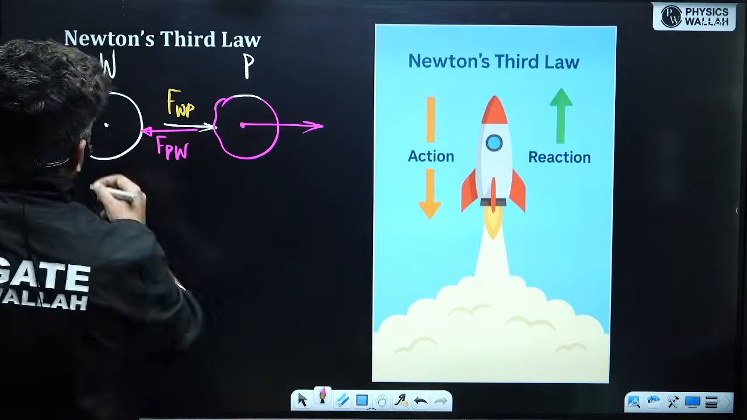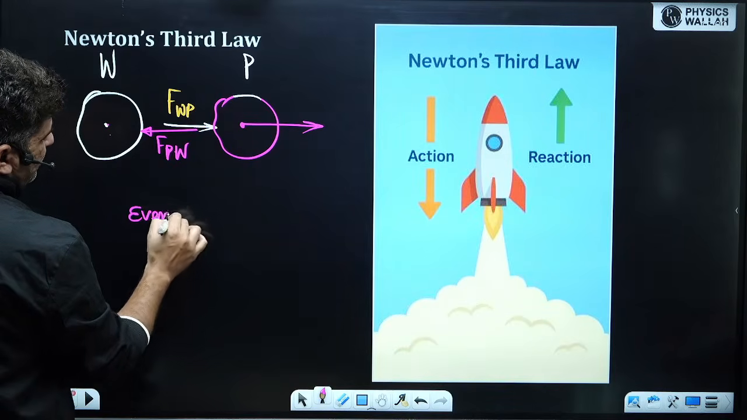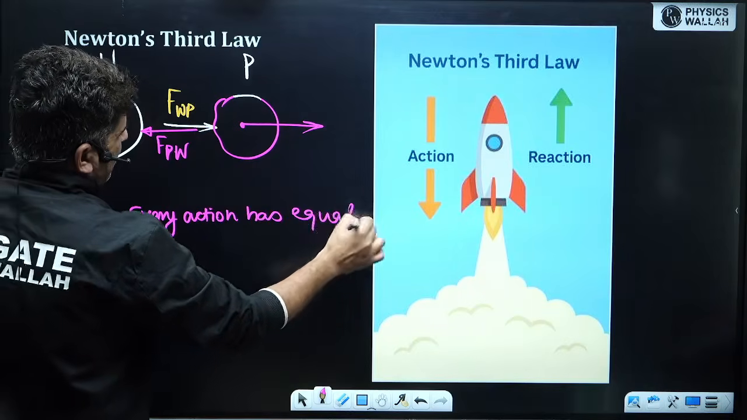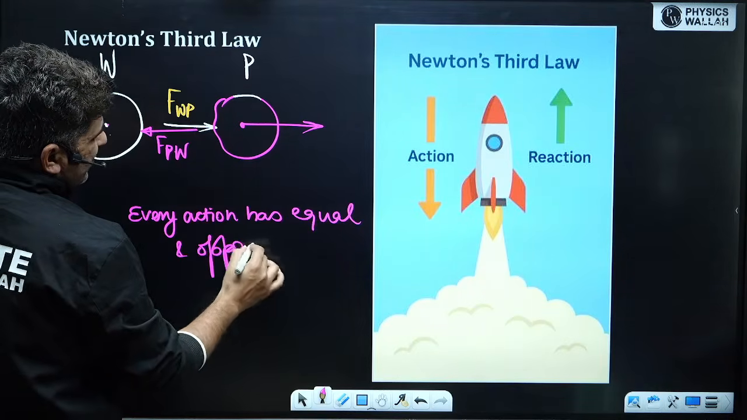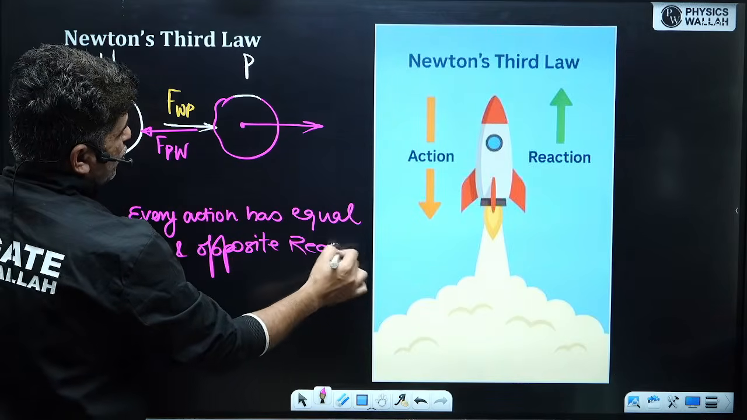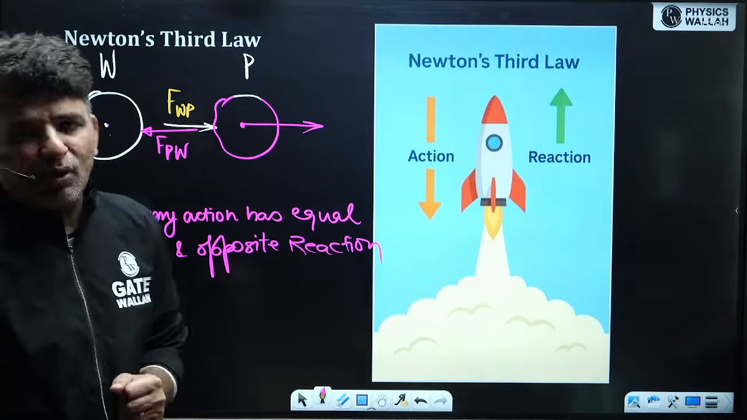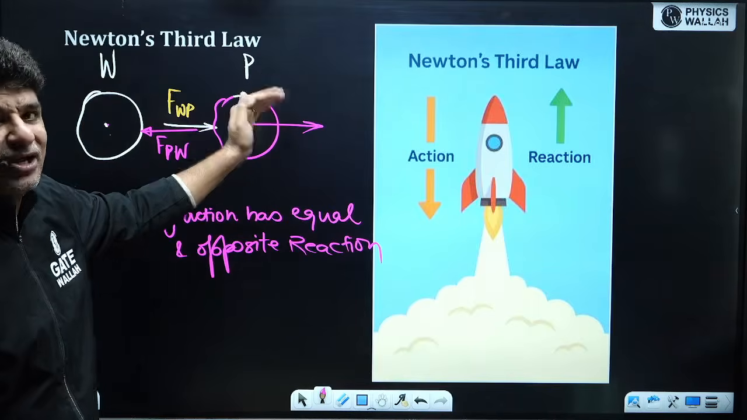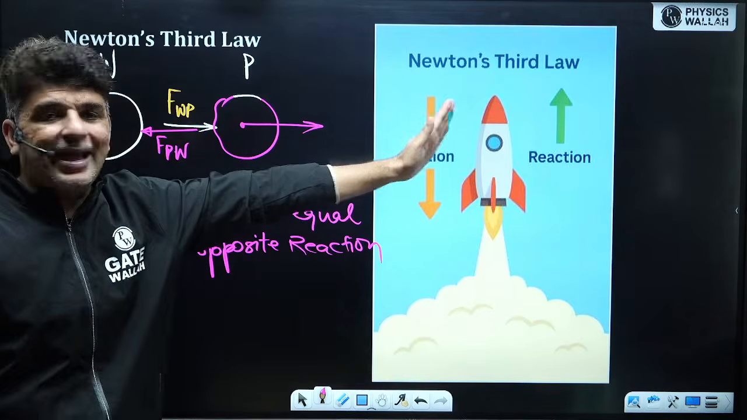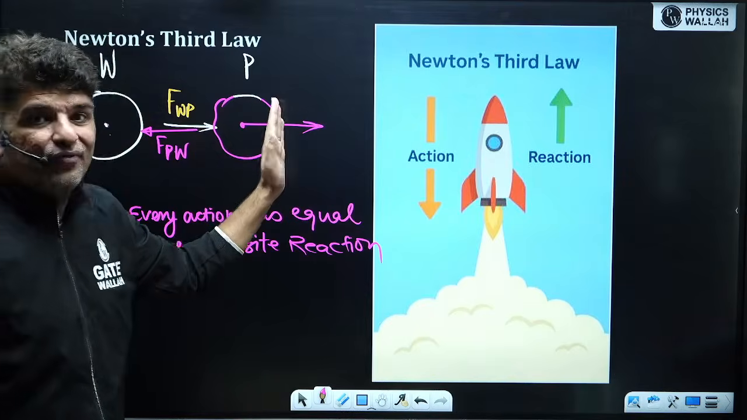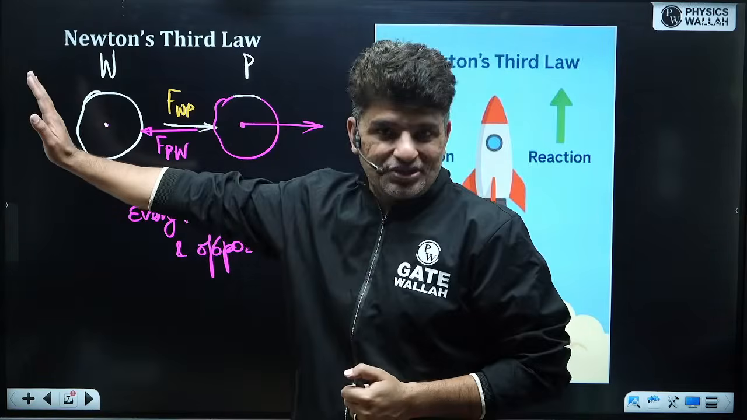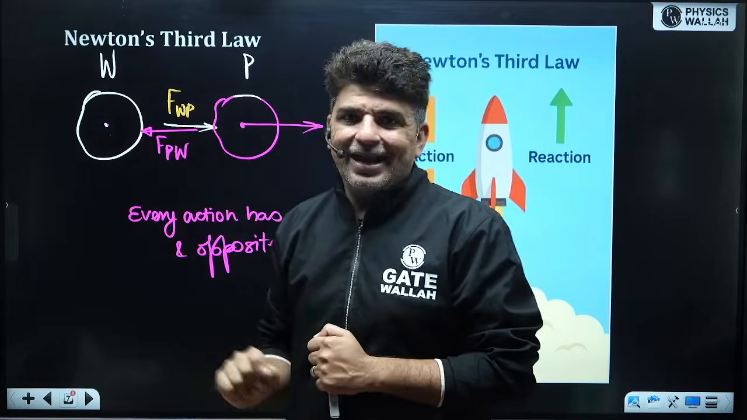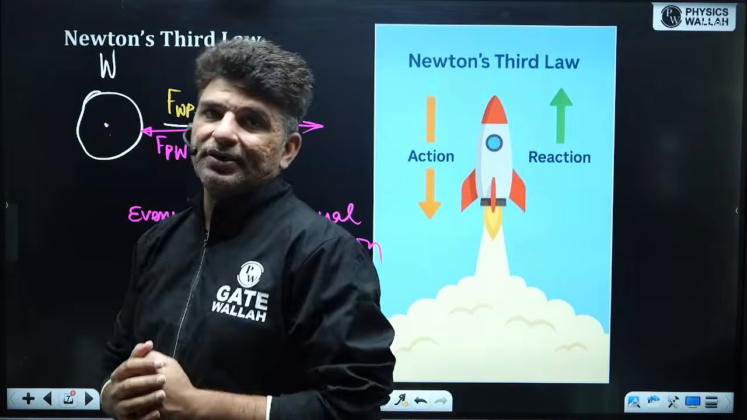And this is what people say: every action has an equal and opposite reaction. This is what people most commonly say. That means if there is a force applied by white on pink, this is the action. White applies a force on the pink, that is the action. So every action will have an equal and opposite reaction. When there is an action applied on the pink, there will be a reaction by the pink on white, and that is equal and opposite.